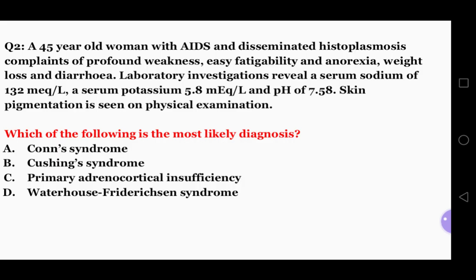Another question: a 45-year-old woman with AIDS and disseminated histoplasmosis complains of profound weakness, easy fatigability, anorexia, weight loss, and diarrhea. Lab investigations reveal a serum sodium of 132 milliequivalent per liter, a serum potassium of 5.8 milliequivalent per liter, and pH of 7.58. Skin pigmentation is seen on physical examination. Which of the following is the most likely diagnosis? So the answer is primary adrenocortical insufficiency.